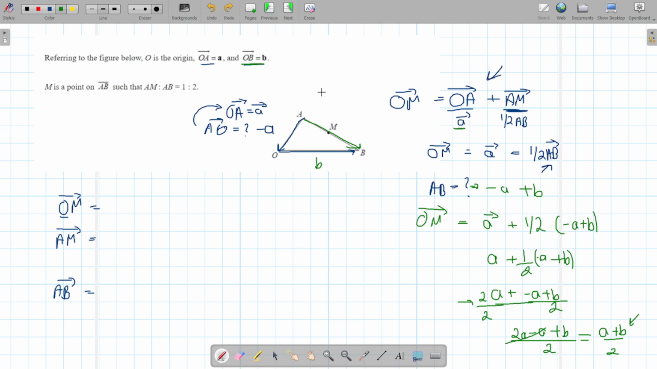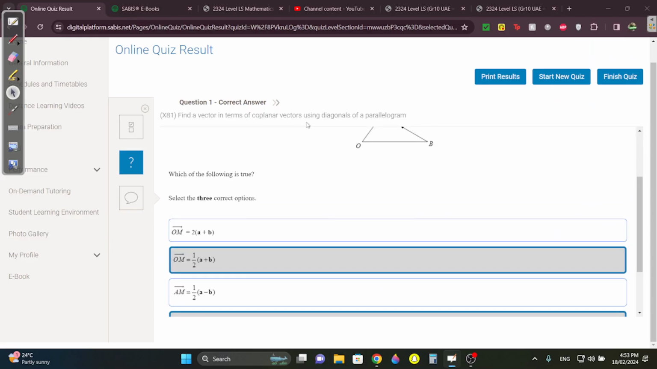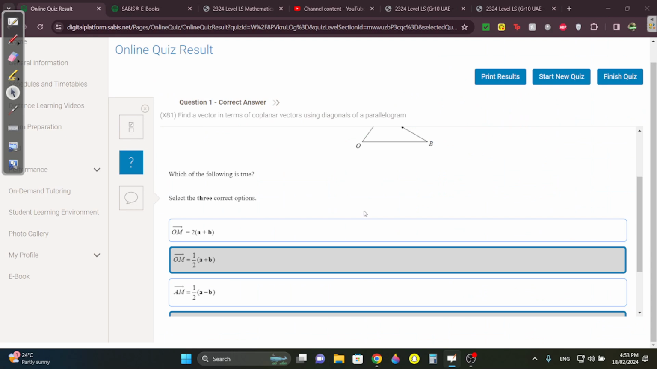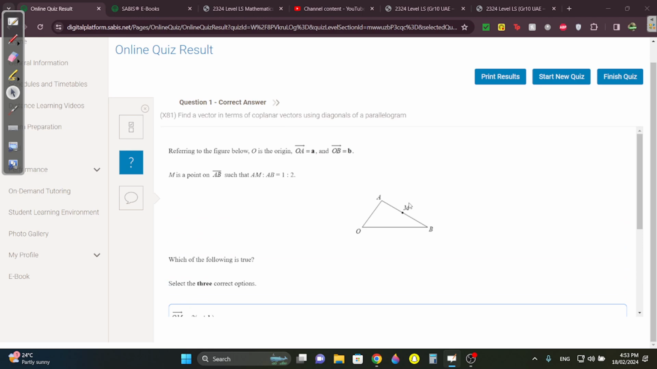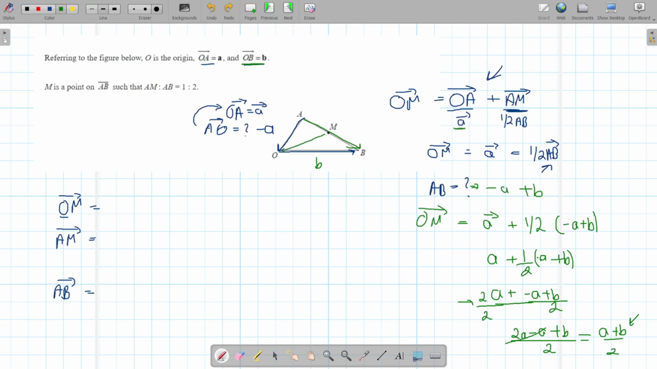Honestly, I think memorize it. If you don't want to understand it, just memorize it. There's nothing wrong with memorizing. If you really can't understand it, just memorize it. Half A plus B. Just memorize that the one in the middle is half of these vectors. That's just how to do it.